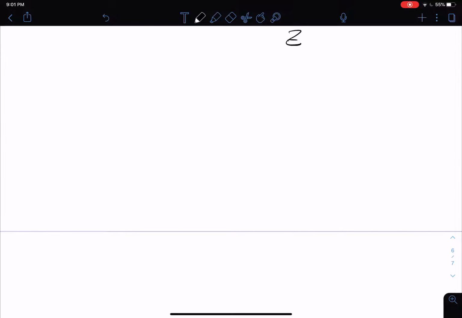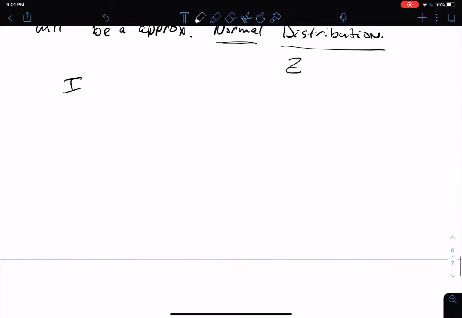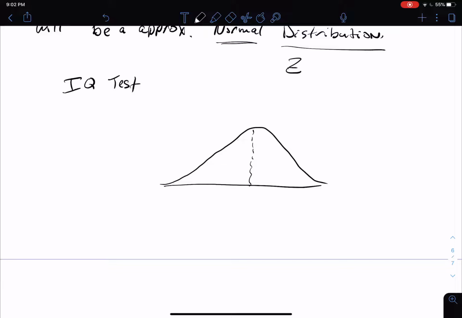Example. And then I've got to get to our homework here. So, for instance, IQ testing. Oh, what happened? It just jumped on me. IQ test. They basically make the IQ test so it has a normal distribution, and the mean is going to be 100. So the mean of the IQ test for the general population is 100.